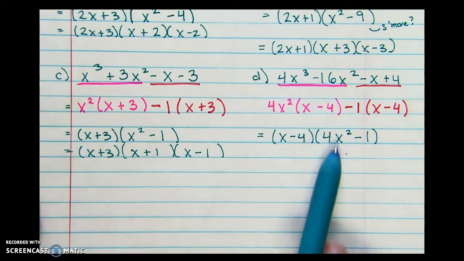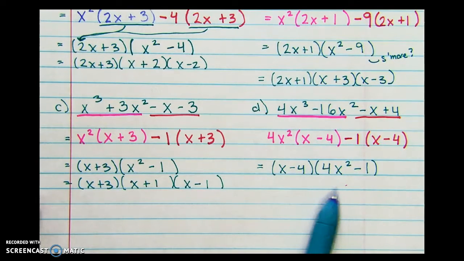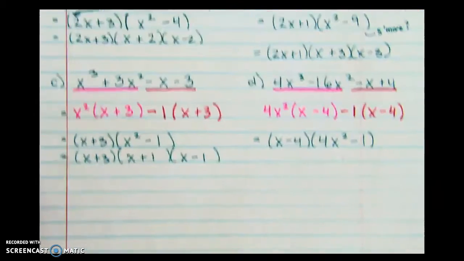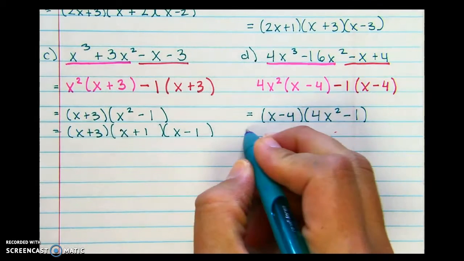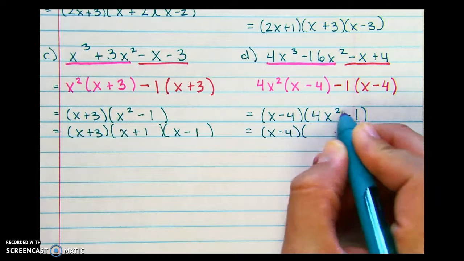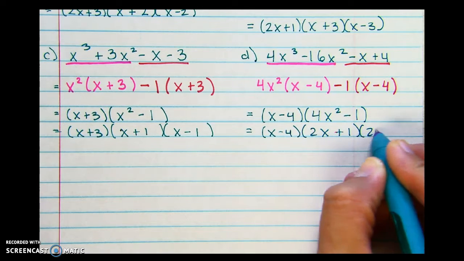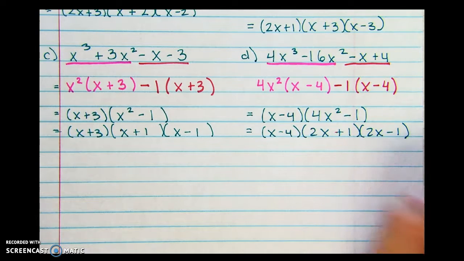All right, what's happened every time we've had a difference of 2 squares? Is this also a difference of 2 squares? Yes, it is. And the square root of 4x squared is 2x. We have 2x plus 1 times 2x minus 1.